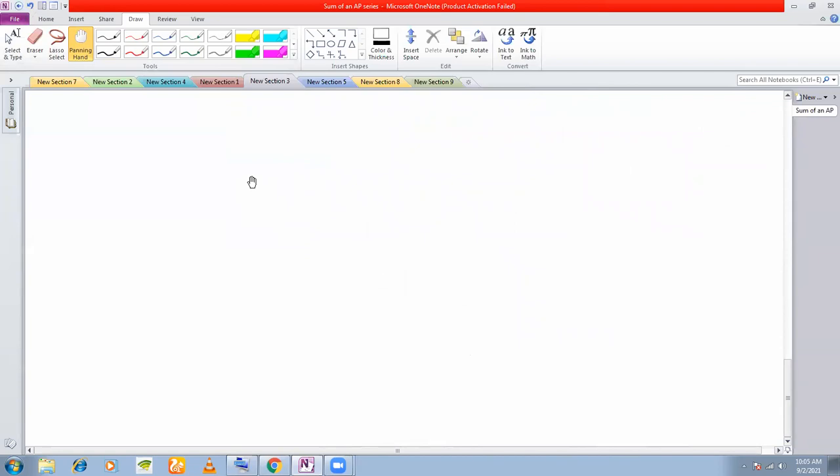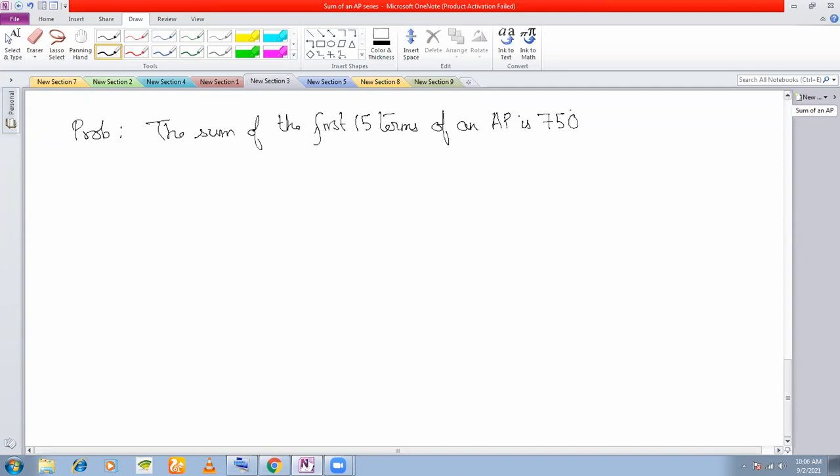Okay, so the next problem here is the sum of first 15 terms of an AP is 750 and its first term is 15. Find its 20th term.